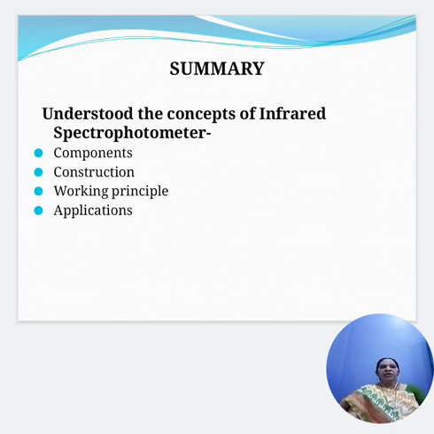Then coming to the detectors, detectors are of two types, thermal detectors and quantum detectors. Detectors convert the thermal energy, or radiant energy, into electrical energy. Thermal detectors are most commonly used. Thermal detectors are thermocouples, thermopiles, bolometers, pneumatic detectors and pyro detectors. Quantum detectors are solid state photodetectors and photoconductive cells.